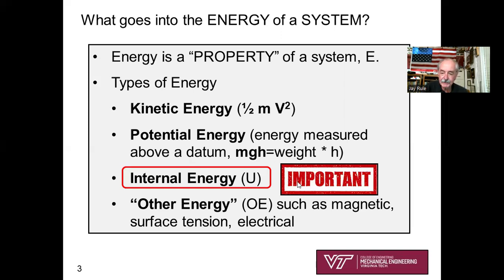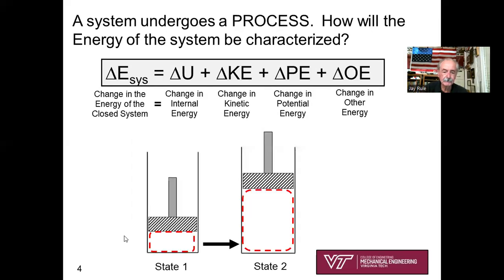I put the important stamp on internal energy, capital U, and that's one of the big purposes of this video. And then I've lumped in other forms of energy I call OE, like magnetic, surface tension, and electrical energies. I'll just say real quickly that we cover so much ground in this ME 2134 that we really don't touch problems associated with other energy. And the textbook doesn't even bring up the topic of other energy in some of its fundamental statements.